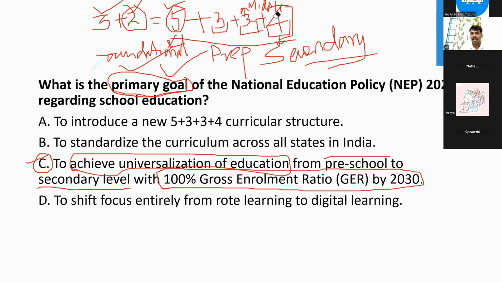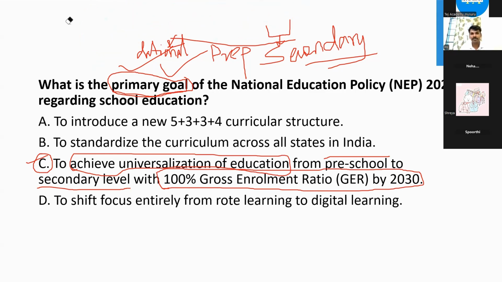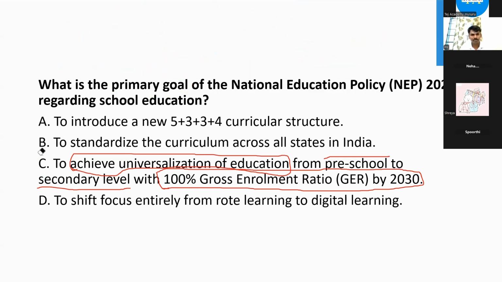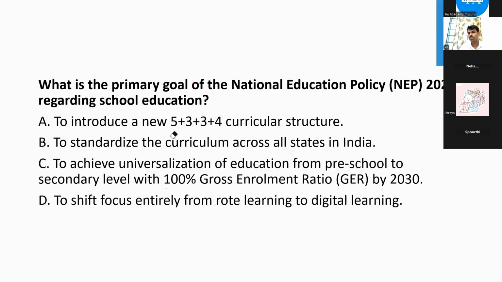Excuse me, sir. Yes, Spurti, please ask. Sir, 5 plus 3 plus 2 plus 2, which system is that, sir? 5 plus 3 plus 2 plus 2? Yes, sir. I have not come across that one, Spurti. I'll have a look at it if I come across something. Have you read it somewhere based on which you have asked? Yes, sir, in the Kothari system. Okay, in the Kothari Commission you have read. Yes, so in the Kothari Commission, okay.